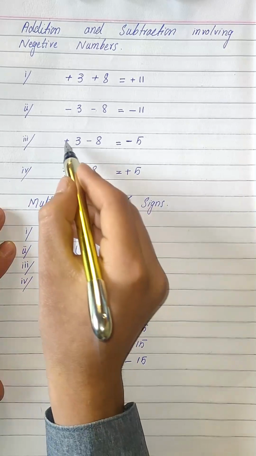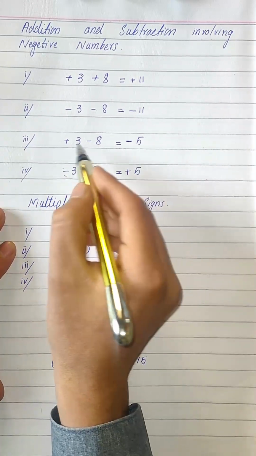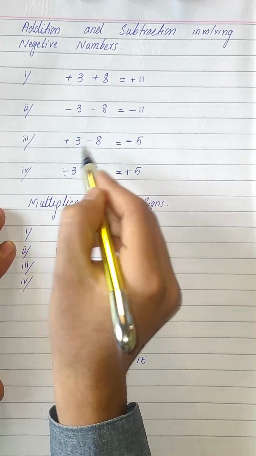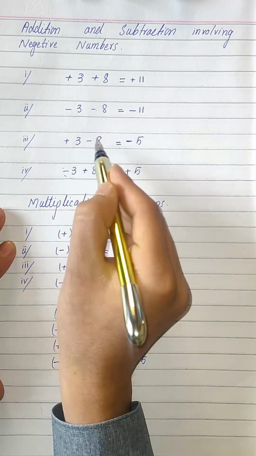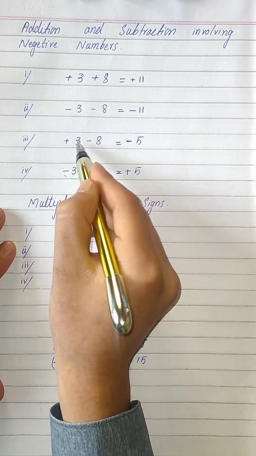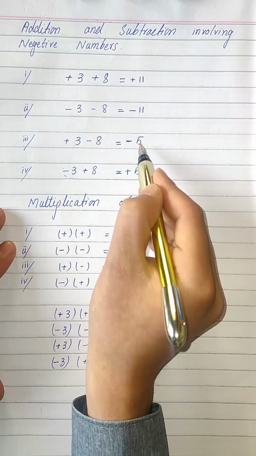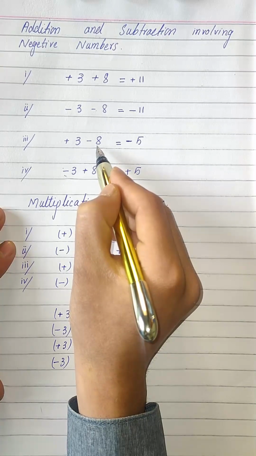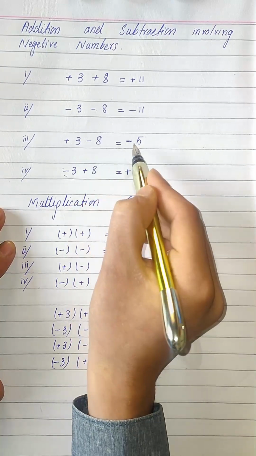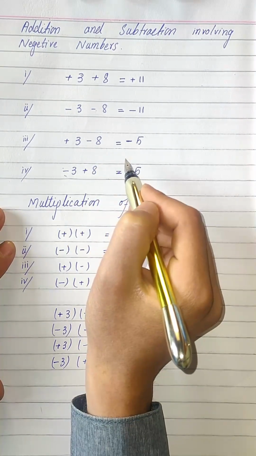And in part 3, when we have different signs, what we will do: here 3 is positive and 8 has a negative sign, so we just have to subtract the smaller number from the greater number. So 8 minus 3 will be 5, and with the answer we have to write the sign of the greater value. Here 8 is the greater value, it has a minus sign, so minus is written with the answer.